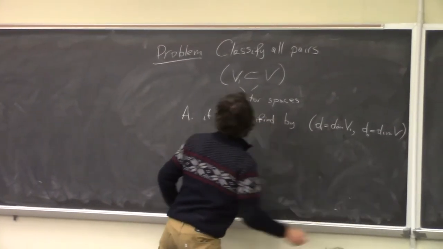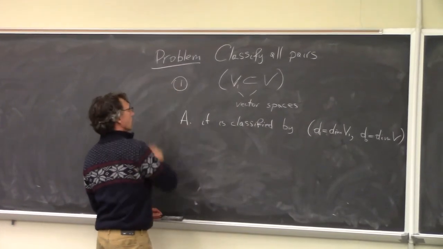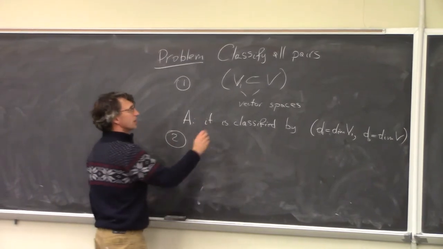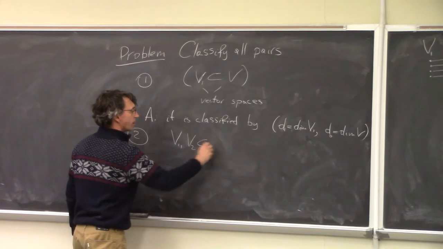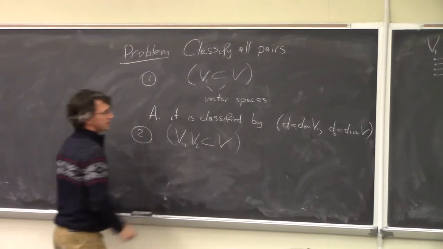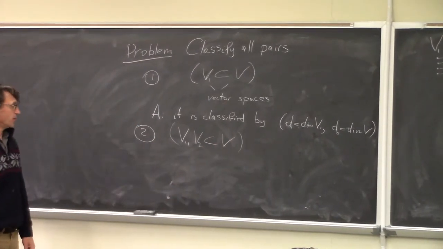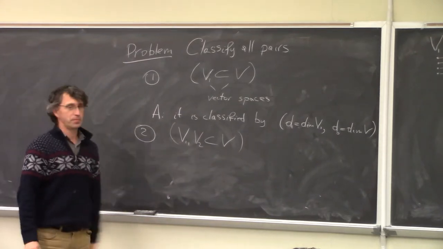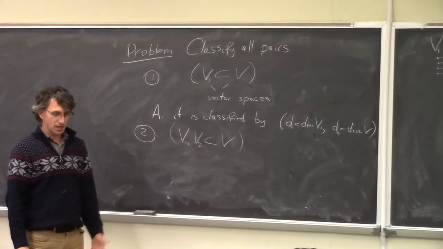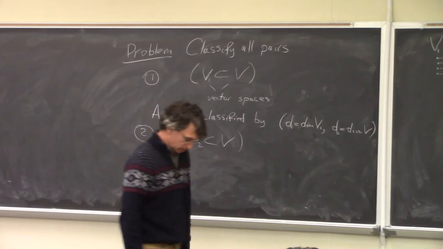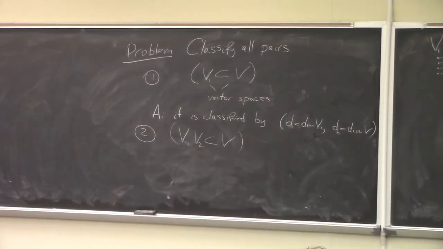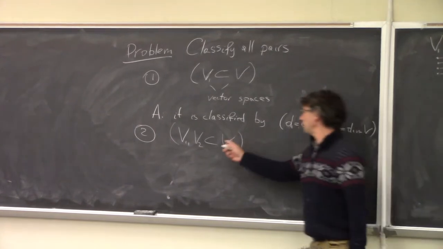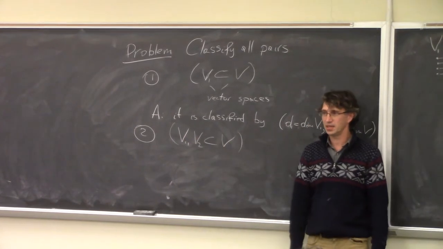So that's question one. Question two is, let's consider a pair of subspaces, V1, V2, in V. So if you have a vector space and inside it you have a pair of subspaces, can we describe all such configurations? For example, is it true that it's completely determined just by the dimension of V and the dimensions of these subspaces?